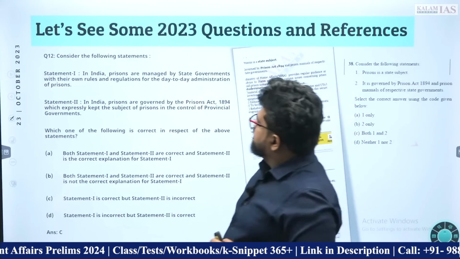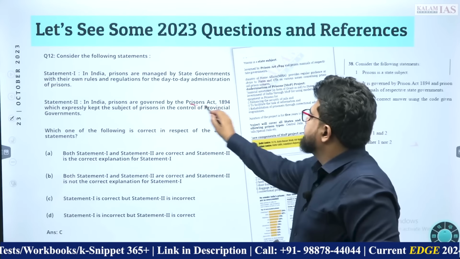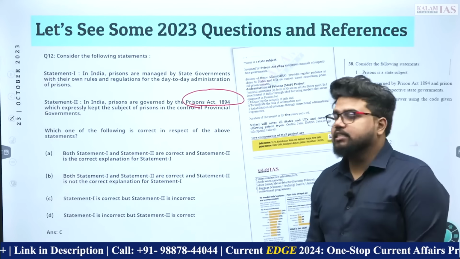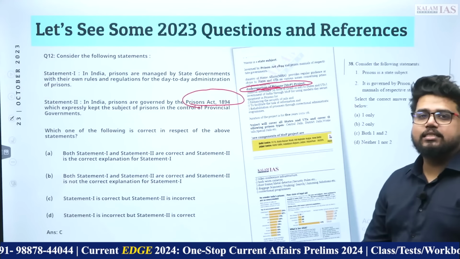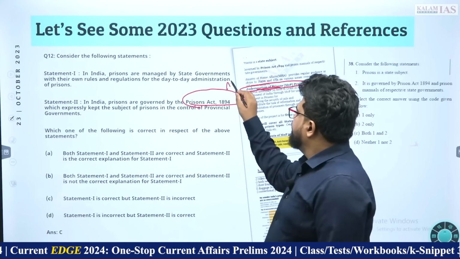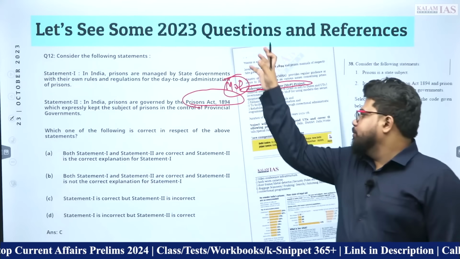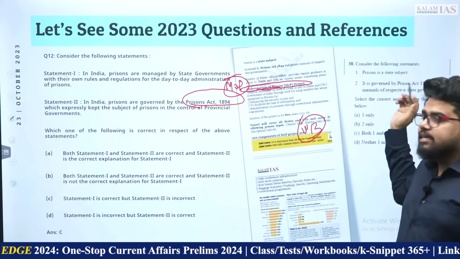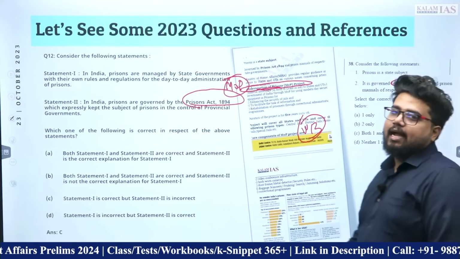Going ahead, see the polity questions. This is related to the Prisons Act 1894. Now, why did this question come into the picture? Because there was a project going on related to modernization of prisons, the MOP project. Since this has been in the news, we have comprehensively covered this in our workbook. Even in our test series, we had a very similar question related to the Prisons Act 1894.